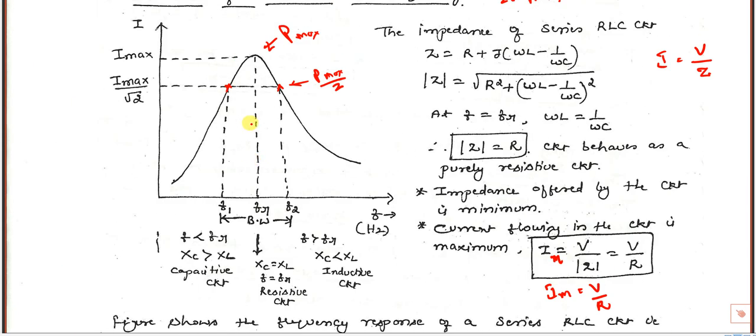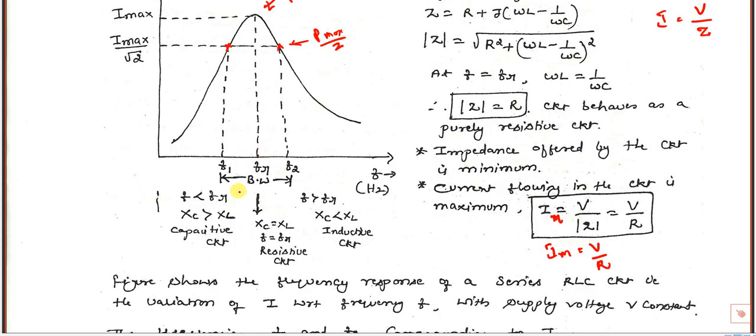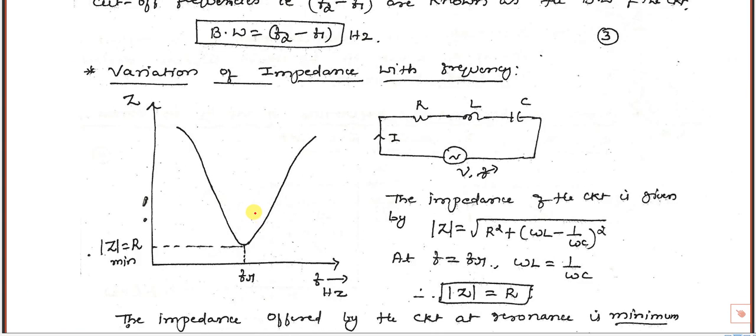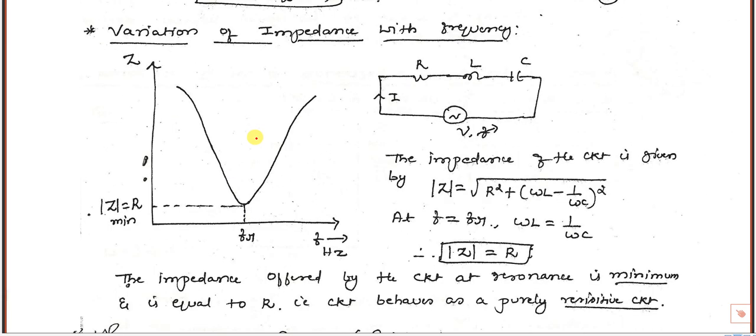So in this graph, this is the lower cutoff frequency, this is the upper cutoff frequency, and the middle one is the resonance frequency. The difference between F2 and F1 is nothing but the bandwidth. BW means bandwidth.